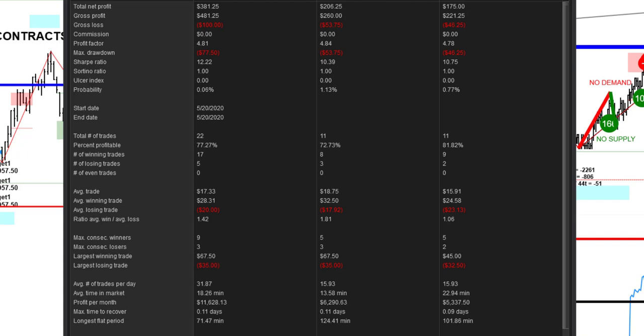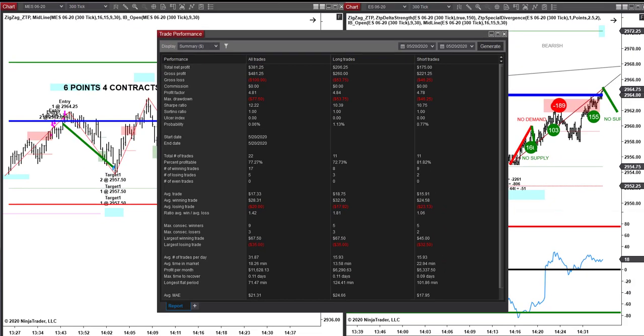And again, what I'm trying to illustrate here is the use of the ratio indicator, using the micros, and basically looking to get about 5 or 6 points out of every trade.